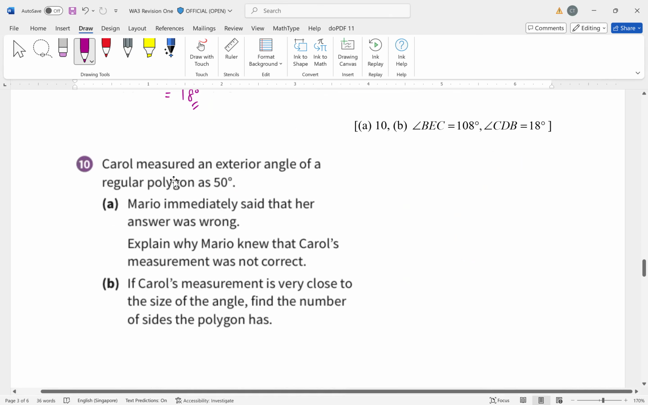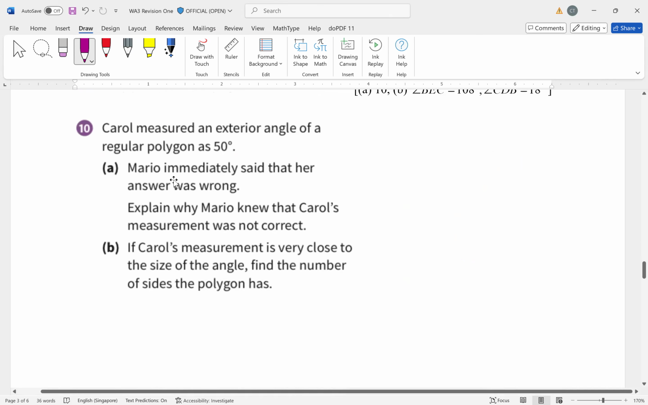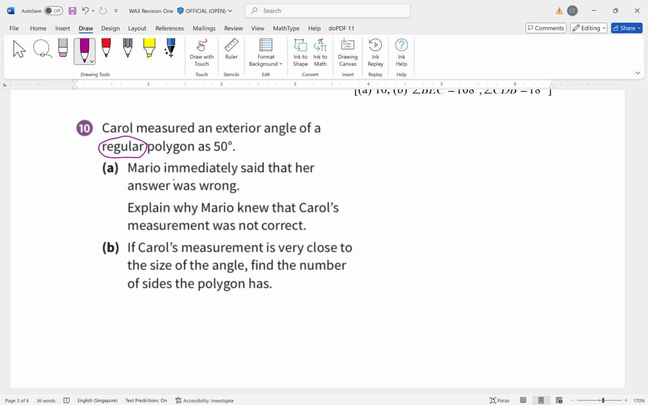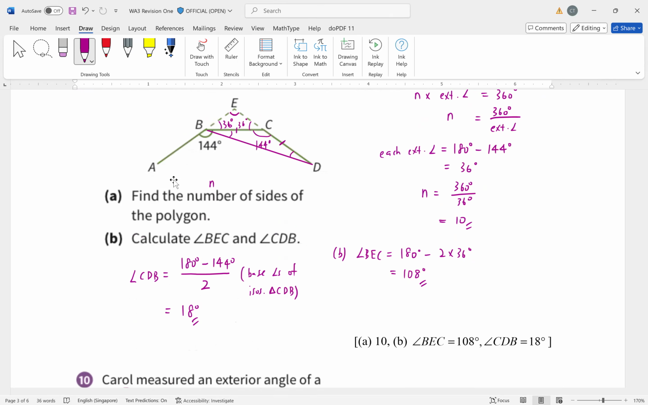Okay, let's move on to the last question for this video. So Carol measured an exterior angle of a regular polygon as 50. So Carol feels that it's a regular polygon and the exterior angle is 50. Okay, Mario immediately said that her answer was wrong. So explain why Mario knew that Carol's measurement was not correct. So this one we will go back to the exterior angle.